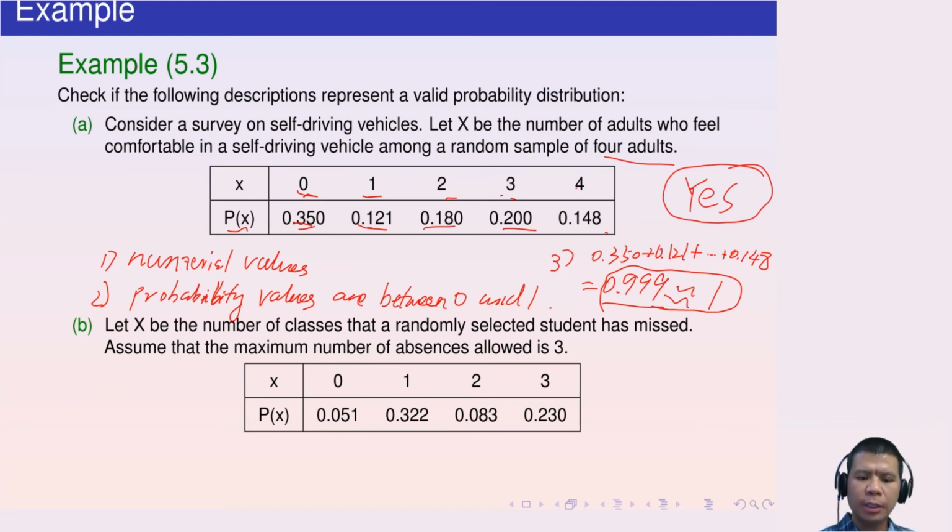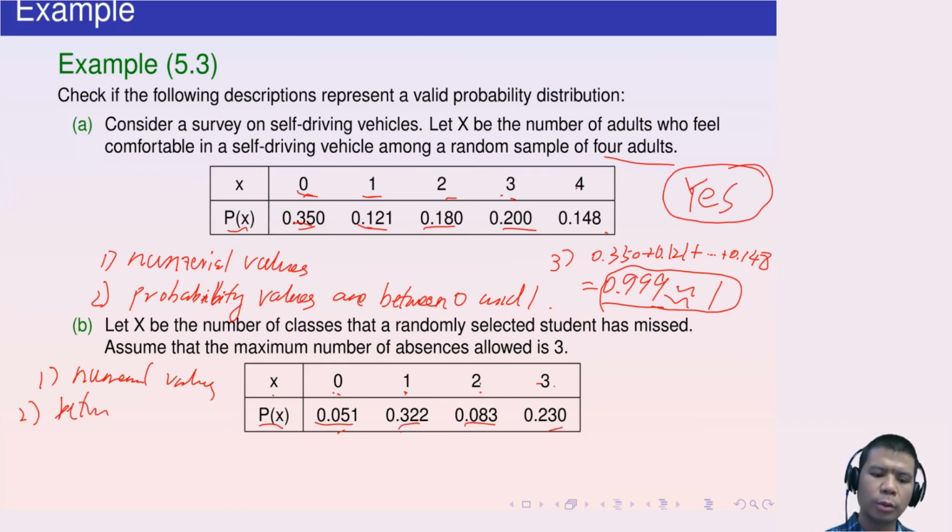B, now let X be the number of classes that a randomly selected student has missed. Assume the maximum number of absences allowed is 3. So X can be 0, 1, 2, 3, and P of X are given here. So is this a valid probability distribution? One, they are numerical values, 0, 1, 2, 3, right? Two, they're all between 0 and 1.